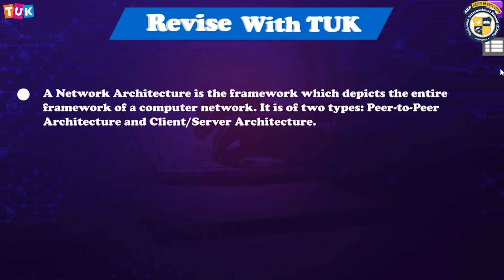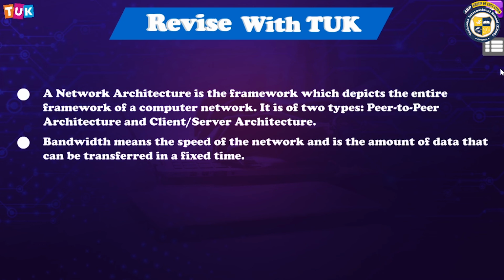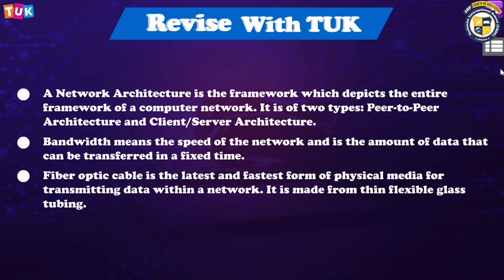A network architecture is the framework which depicts the entire framework of a computer network. It is of two types, peer-to-peer architecture and client or server architecture. Bandwidth means the speed of the network and is the amount of data that can be transferred in a fixed time. Fiber optic cable is the latest and fastest form of physical media for transmitting data within a network. It is made from thin flexible glass tubing.